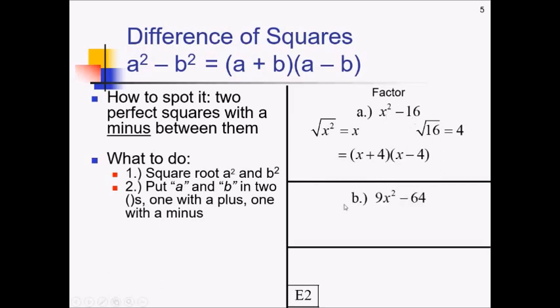So pause the video and try this next example out. All right, so again, we're going to square root these two things and put them in two parentheses with a plus and minus. So square root of 9x squared, that's going to be 3x. Square root of 64 is just 8. And we have a 3x plus 8 and a 3x minus 8. So I think you'll agree this is much faster than trying to factor this the long way.